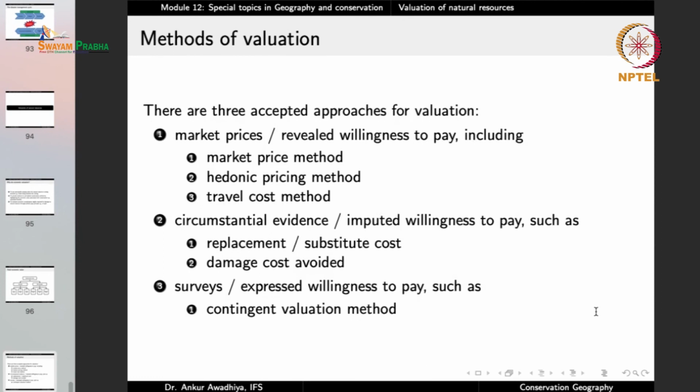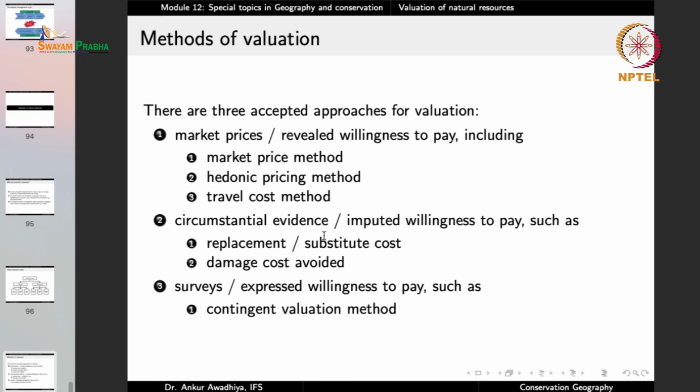And in this context, there are three accepted approaches for valuation. We have the market prices method, or the revealed willingness to pay, in which case people have already revealed how much amount they wish to pay for certain resources because they are being traded in the market. And these include things like market prices. They include hedonic pricing, which is the amount of extra money that people pay to get say access to a good view, or they include the travel cost method, which includes how much amount of money people actually are paying to travel to, say, a protected area or a forest and to look at or enjoy the surroundings.